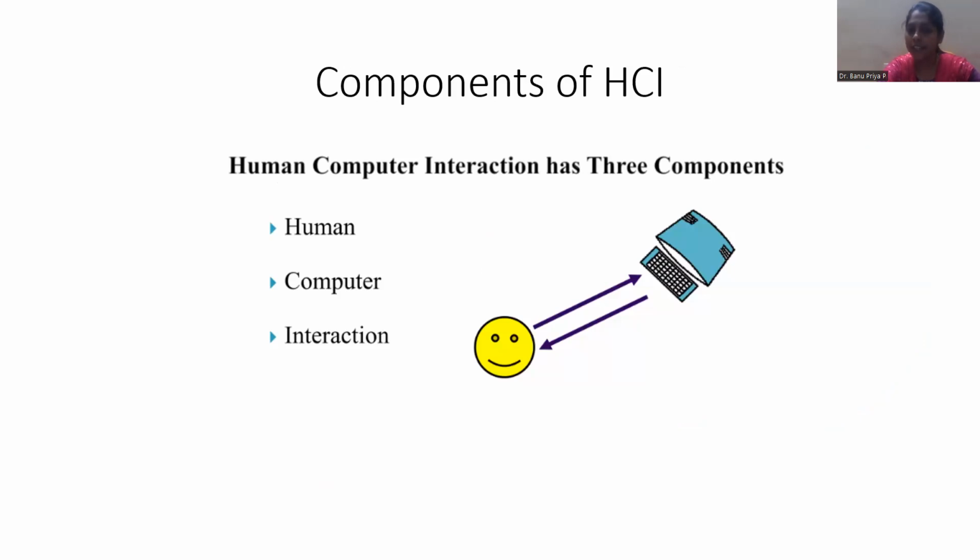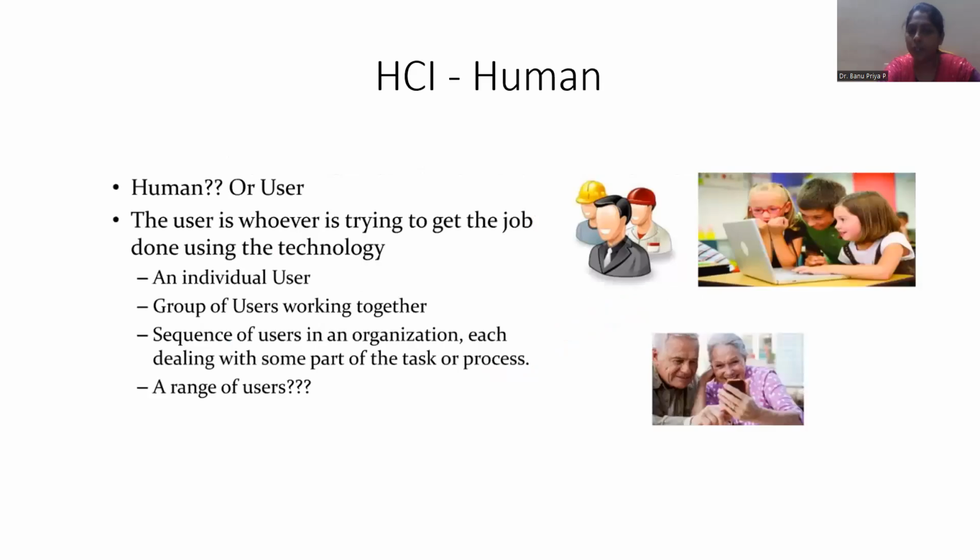This slide shows the components of HCI. If you look at the components of HCI, there are just three components. One is the human, the other one is the computer, and finally, the interaction. What is human? We all are humans. That is, the users of this HCI system are humans. The users are now trying to get the job done out of the technology. The user can be an individual or a group of users, or a group of organizations or a single organization, or there is no range for the user.